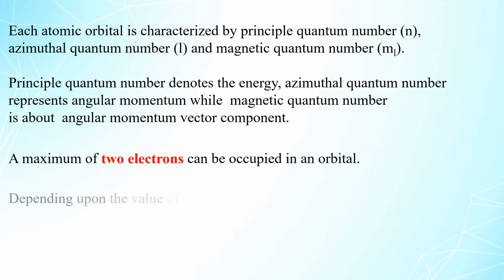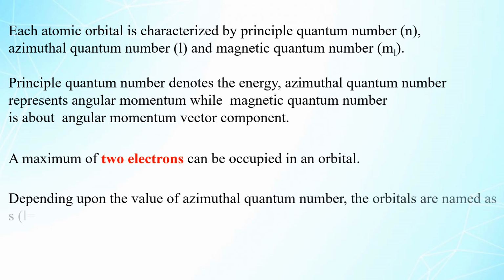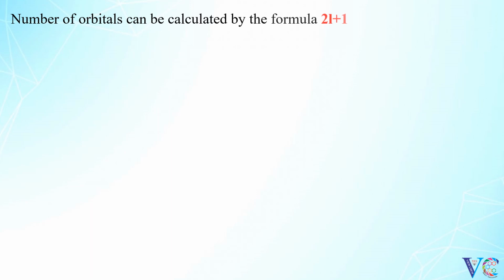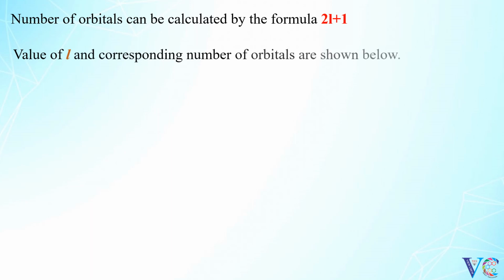Depending upon the value of azimuthal quantum number, the orbitals are named as s, l equals 0, p, l equals 1, d, l equals 2, and f, l equals 3. Number of orbitals can be calculated by the formula 2l plus 1. Value of l, and corresponding number of orbitals, are shown below.